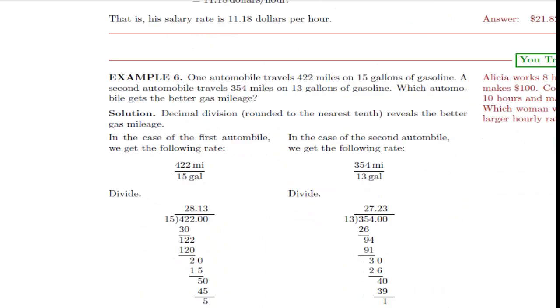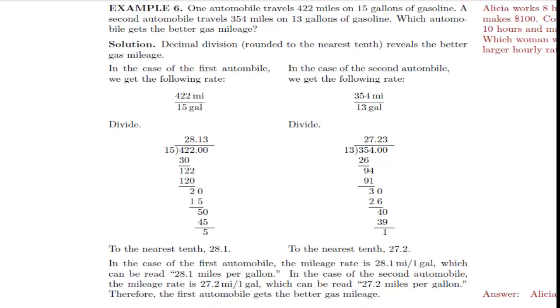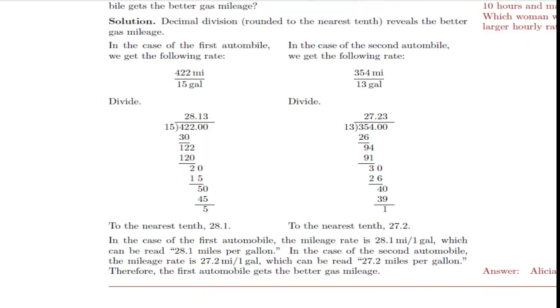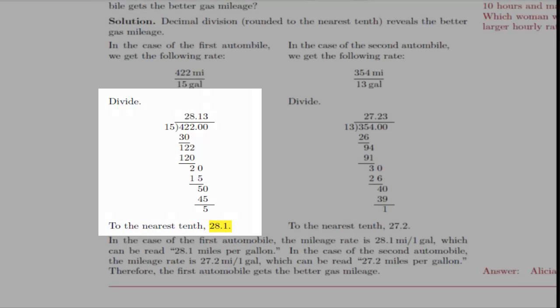Example 6. One automobile travels 422 miles on 15 gallons of gasoline. A second automobile travels 354 miles on 13 gallons of gasoline. Which automobile gets the better gas mileage? Solution. Decimal division, rounding to the nearest tenth, reveals the better gas mileage. In the case of the first automobile, we get the following rate. We'll place 422 miles over 15 gallons, divide 422 by 15 to get 28.13, to the nearest tenth, 28.1.